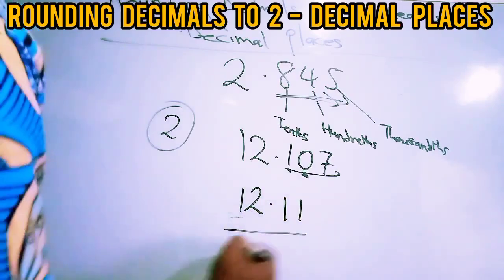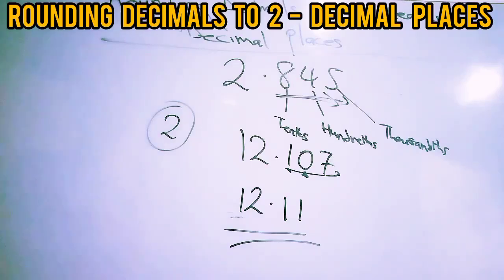So your answer is 12.11. Rounding 12.107 to the hundredth, your answer is 12.11. And the same question can be asked as round 12.107 to two decimal places. Do the same thing.